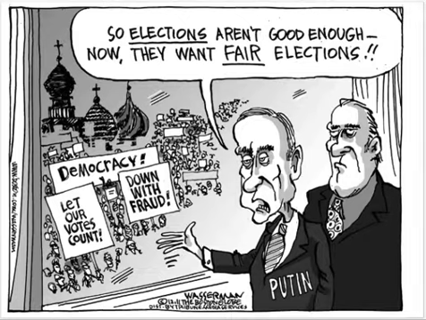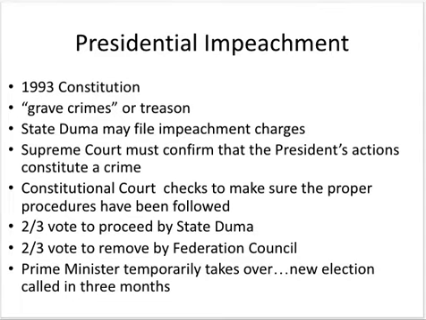Elections, again, might not always be fair in Russia. In 1993, the Constitution was created, the newest one.